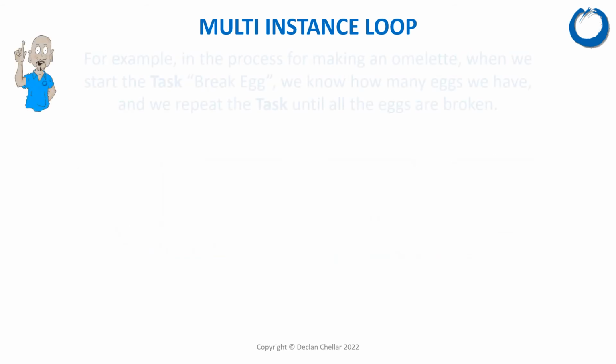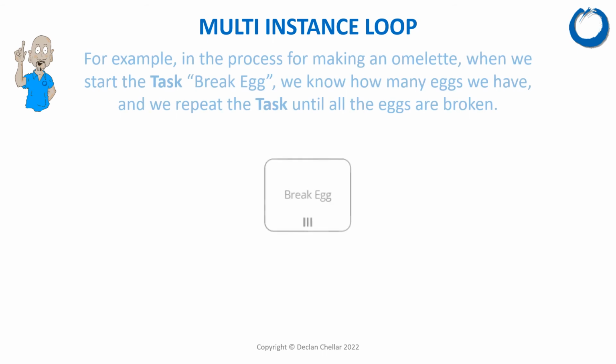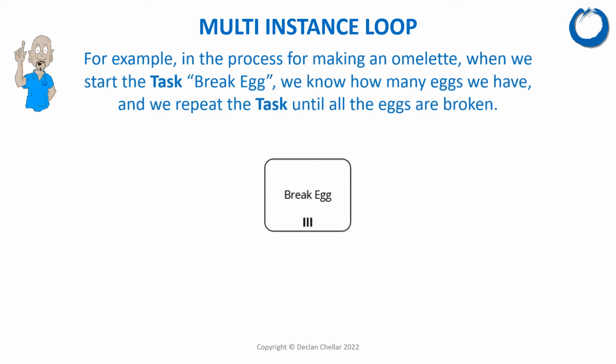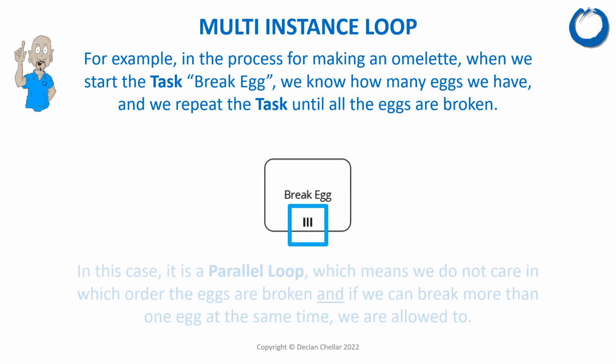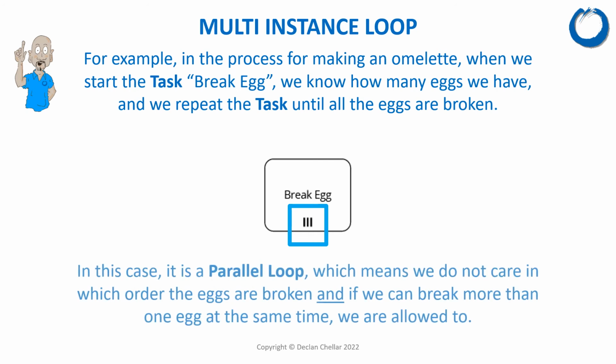For example, in the process for making an omelette, when we start the task break egg, we know how many eggs we have, and we repeat the task until all the eggs are broken. In this case, it's a parallel loop, which means we don't care in which order the eggs are broken, and if we can break more than one egg at the same time, we're allowed to.